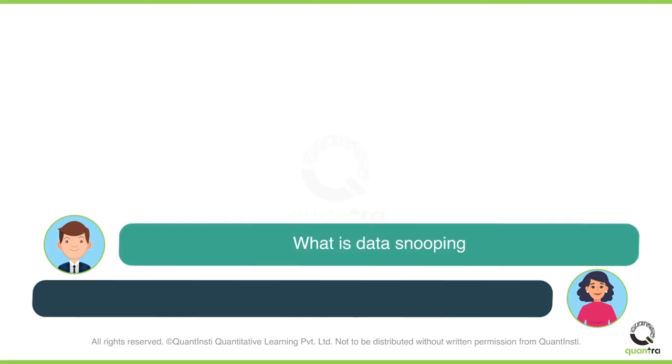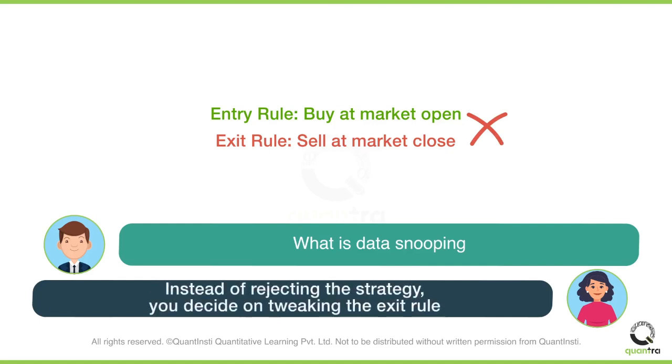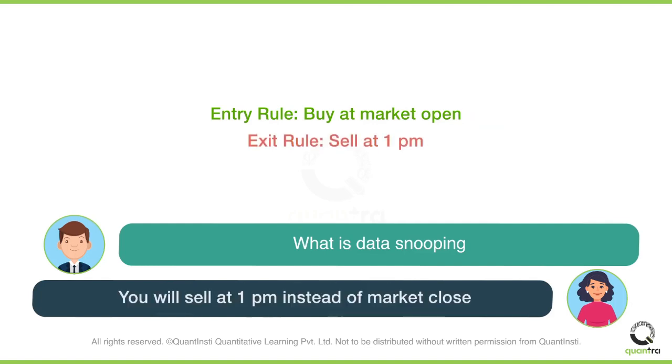What is data snooping? Let's say you have a simple idea, and you formulate the entry and exit rules. You will buy at the market open and sell at the market close. You backtest the strategy, but it gives you negative returns. Instead of rejecting the strategy, you decide on tweaking the exit rule. You will now exit at 1 p.m.